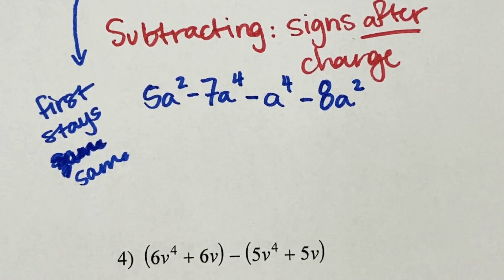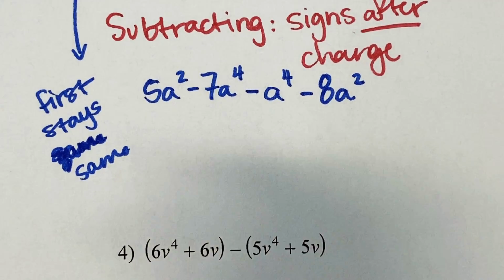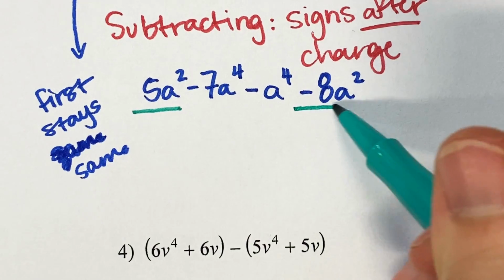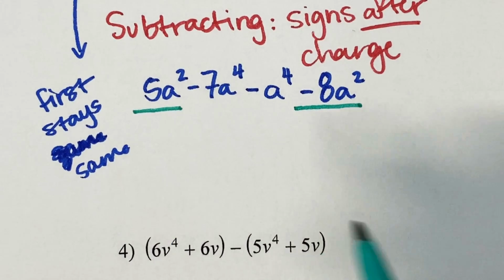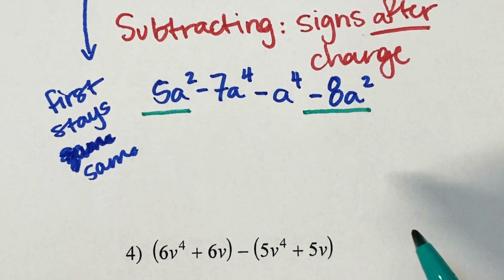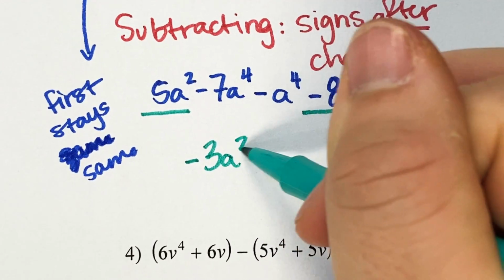So let's do what we did on our last problem and combine like terms. Let's look at our first term, 5a squared. Where's my next term with a squared attached? It's going to be negative 8a squared. So what is 5a squared minus 8a squared? We're going to end at negative 3a squared.